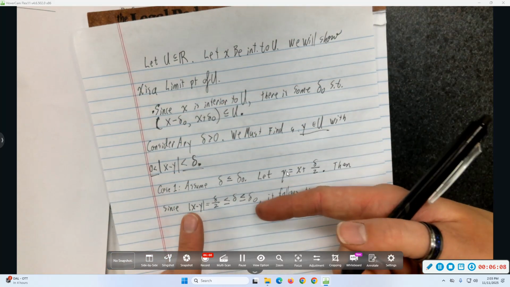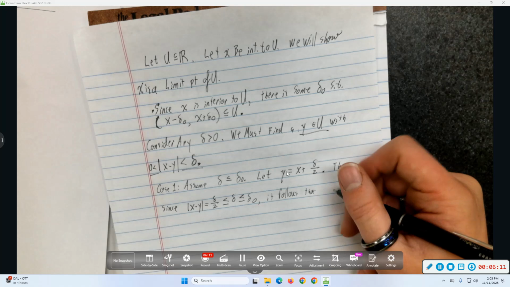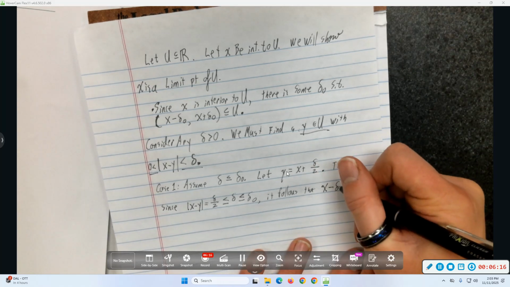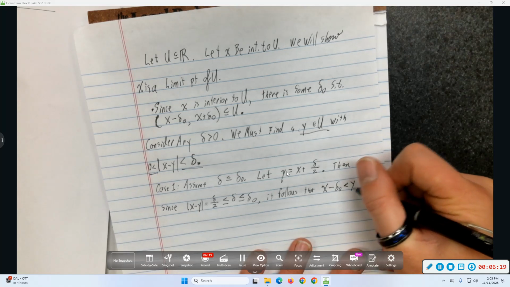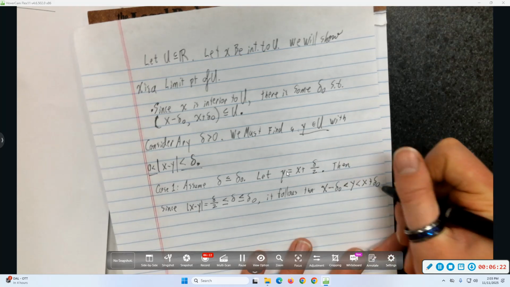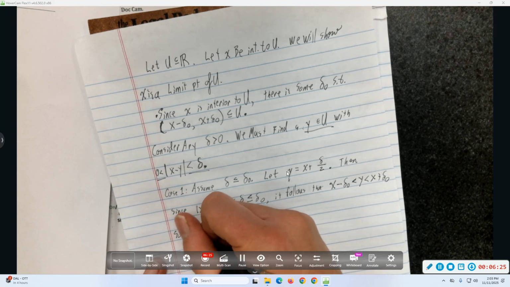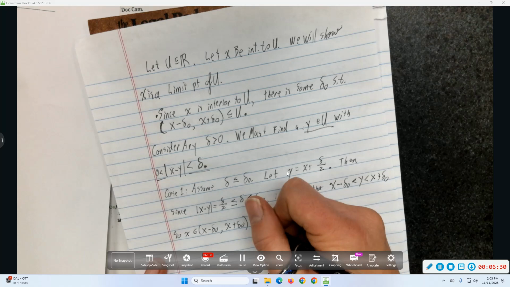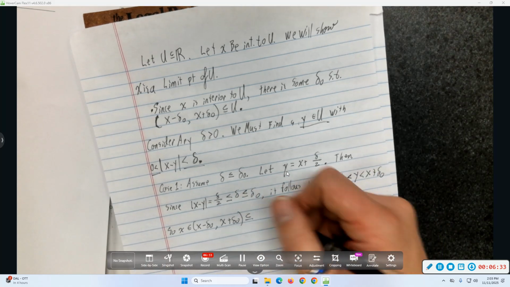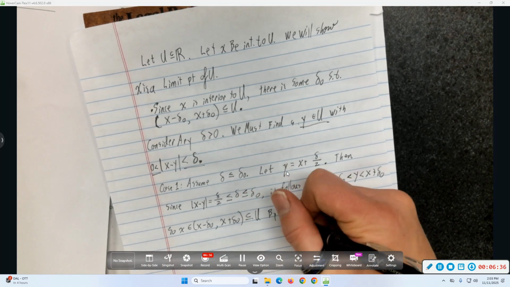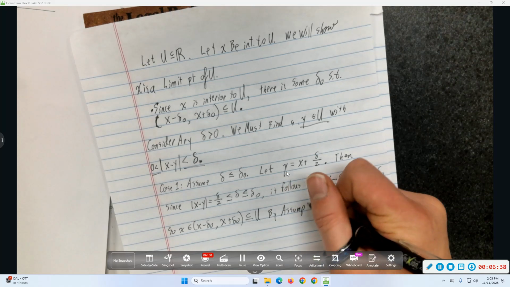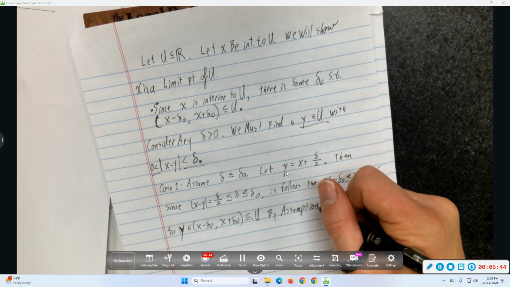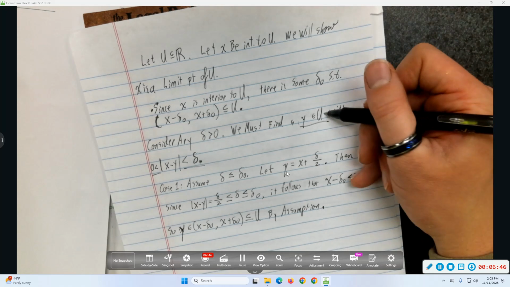So how do you do that? Well, I guess you take this inequality and you solve it for y, but we've done that enough times that I don't think we need to do it in detail. It follows that x minus delta 0 is less than y is less than x plus delta 0. So y is in x minus delta 0 to x plus delta 0, which is a subset of u by assumption. Oh, not x, y is in there by assumption. All right, cool. So we have y is in u.